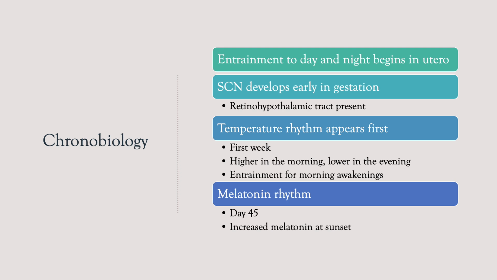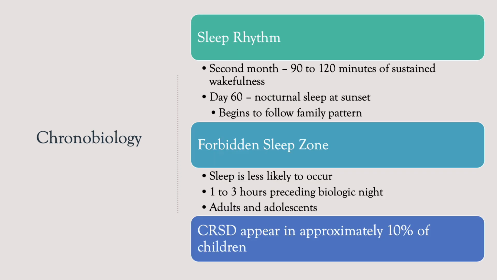So, the temperature factor of entrainment happens within the first week, manifesting in higher temperature in the morning and lower temperature in the evening. Melatonin does not really start its effects until a month and a half outside the womb, with more melatonin in the evening. During the second month, infants begin to have 90 to 120 minutes of sustained wakefulness without falling asleep.